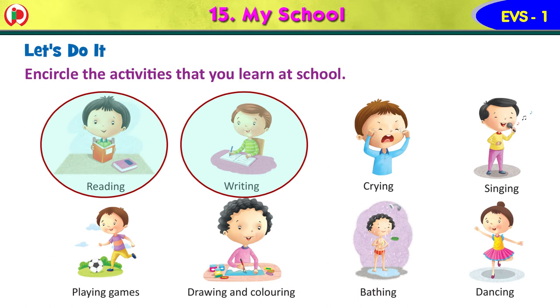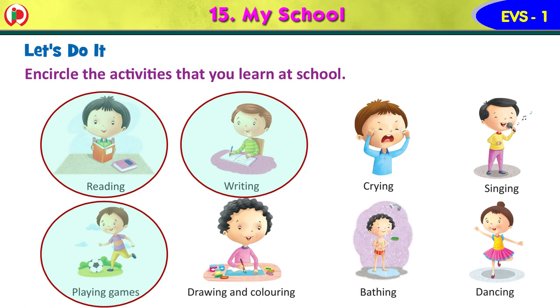Now fourth image. What is the fourth image? A child is playing games. He's rolling a ball there. Playing, isn't it? Will you play in the playground of the school? We all play. Children play in the playground of the school. So, playing games is an activity we do at school. It is correct, so that also you have to circle.